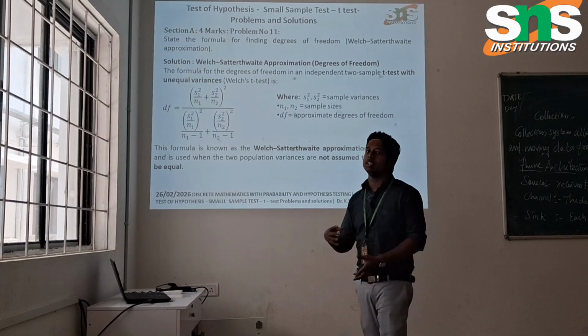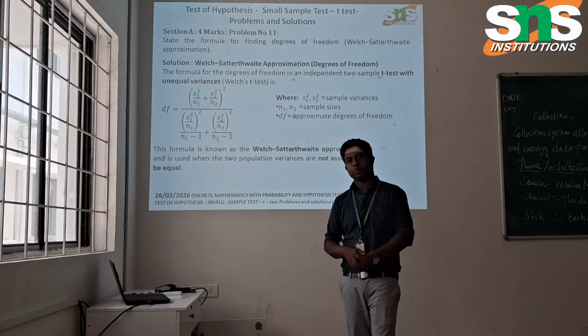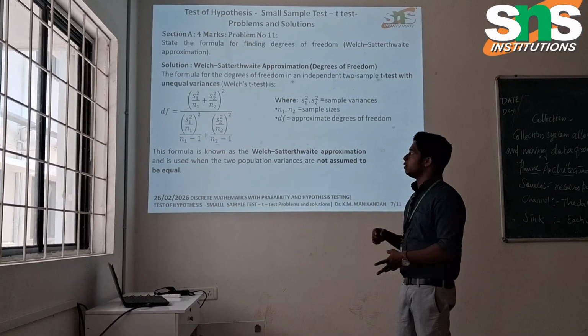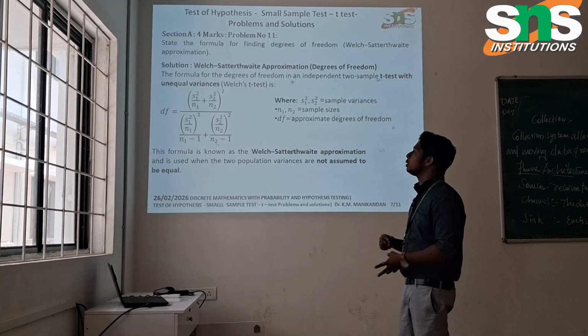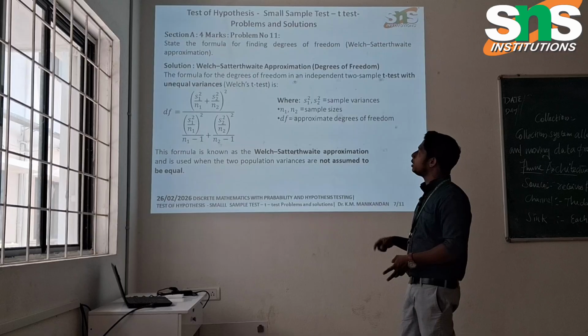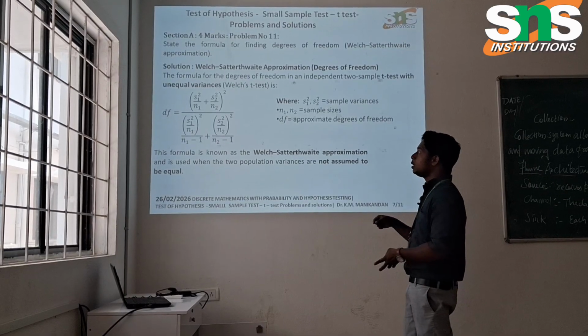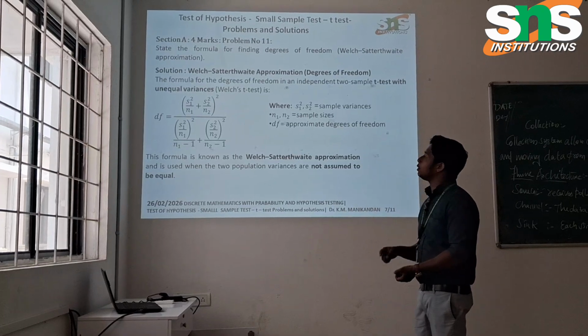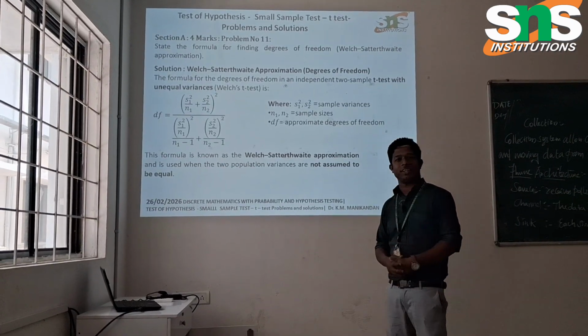So for that we use all these formulas. Okay, so this is the formula: df equals S1 squared by N1 plus S2 squared by N2, the whole squared, divided by S1 squared by N1 the whole squared divided by N1 minus 1, plus S2 squared by N2 the whole squared divided by N2 minus 1. That is the degrees of freedom formula.